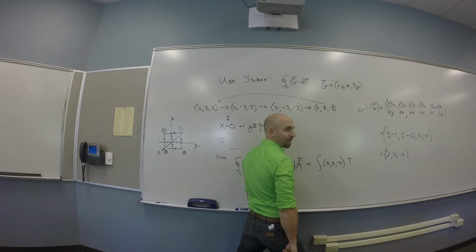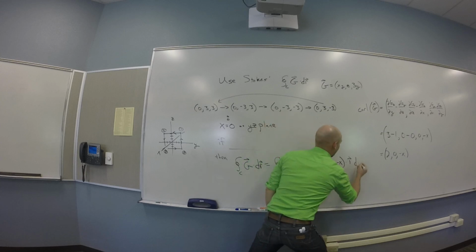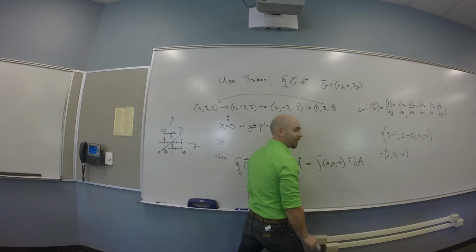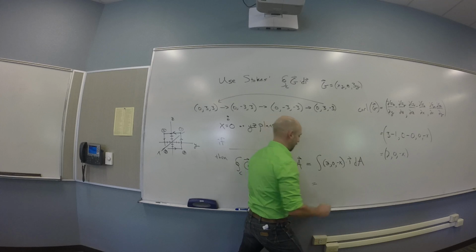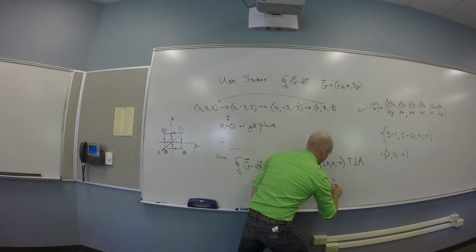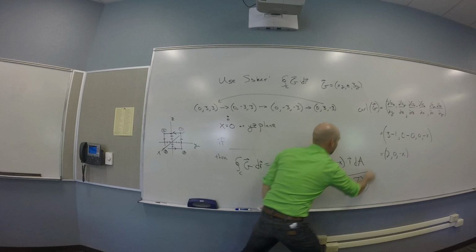So that's going to be the regular area, right? So I'm going to get 2 times the area of the square, which is, oh, just the area of the square, duh, it's 36. So I'm going to get 72.